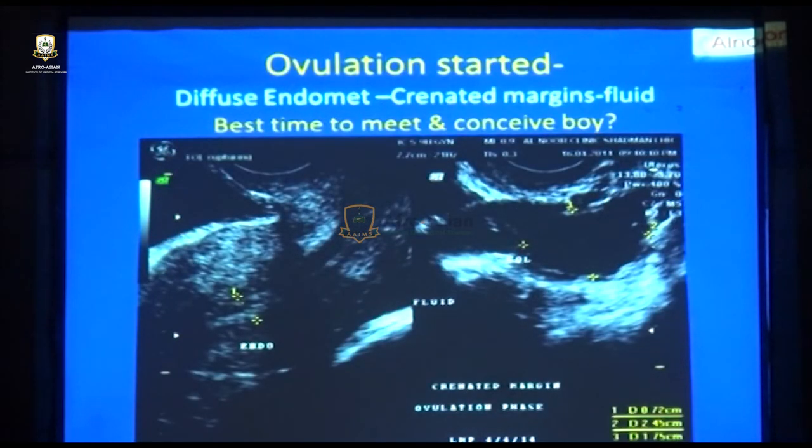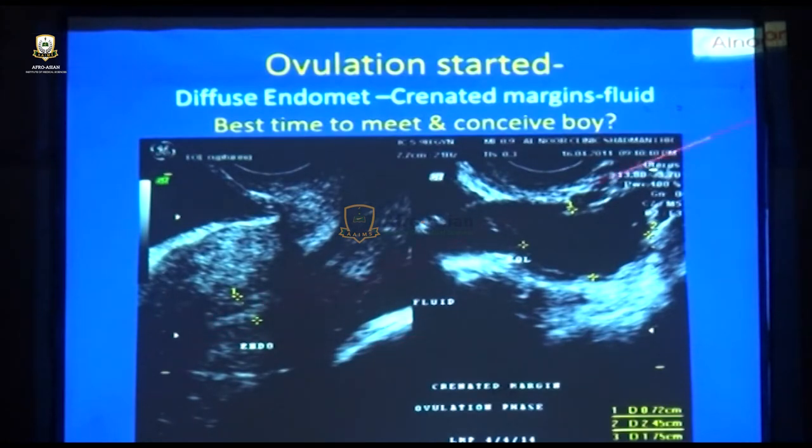Now, how do you find the ovulation has started? So next thing is, what's going to happen? The size of the follicle, which was rounded, which was dense, is different now. On one side, 24 millimeter, other side, 17 millimeter. That means the size has changed. Instead of rounded, it has become oval shape, number one.